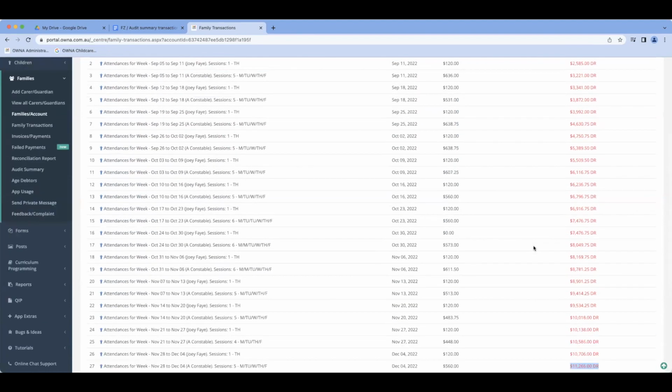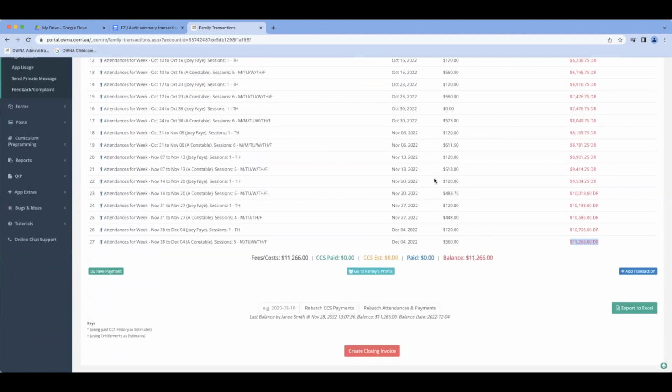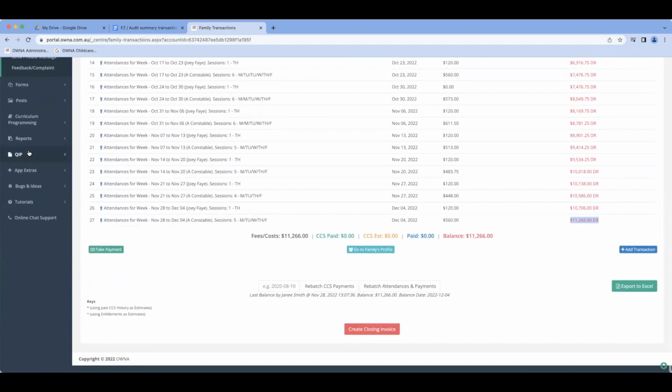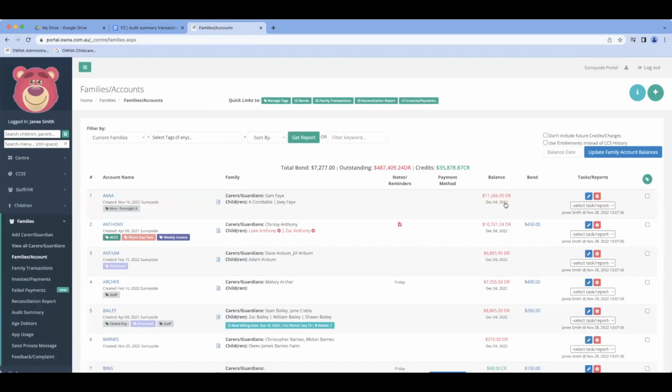Now, sometimes you might get families saying, oh, I can't see my transactions up to so-and-so. So if I go back to my families and accounts page, keep in mind, whatever date you've balanced your accounts to is where your families will see up to. So if you don't want your families to see up to December 4th and you only want them to see up to, say, today's date, for example, you can. But we generally encourage you to balance them to the same end date as your invoices.